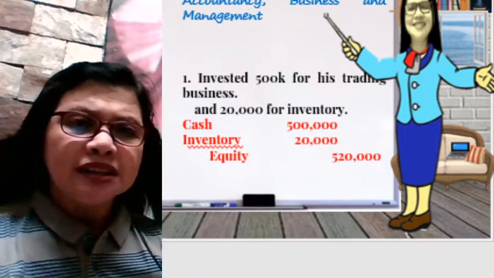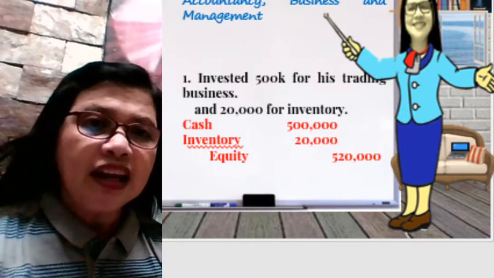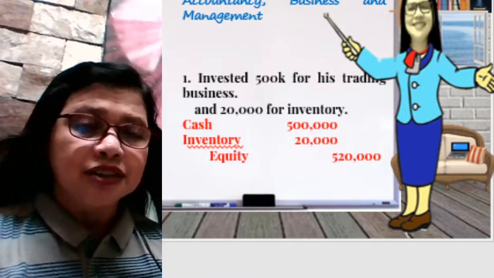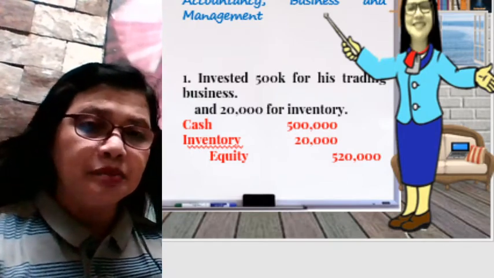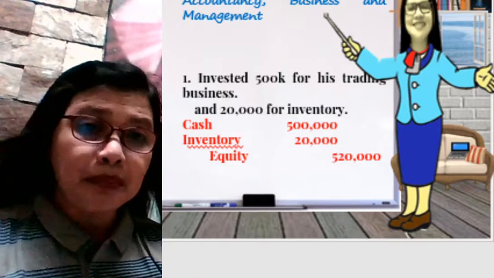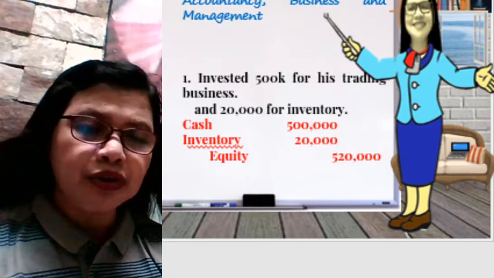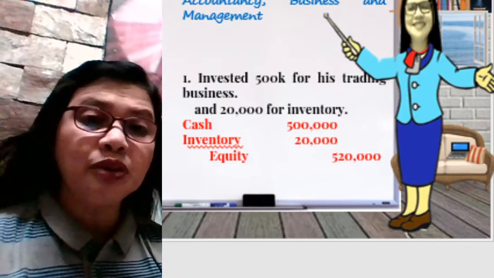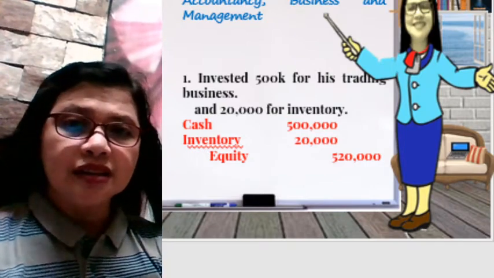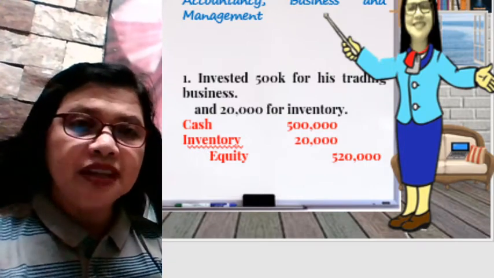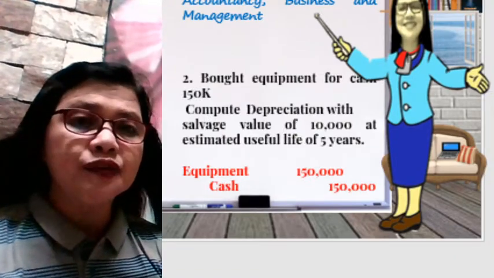Transaction number 1, invested 500,000 for his trading business and 20,000 for inventory. So he invested cash and inventory. These are both assets, so they are on the debit balance. Debit cash and inventory of 520,000. The equity account, that's the contribution of the owner to the business, 520,000.